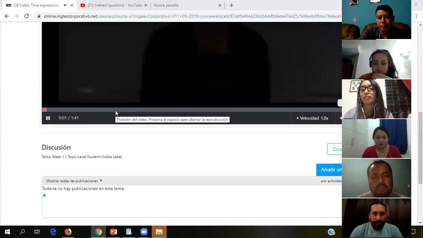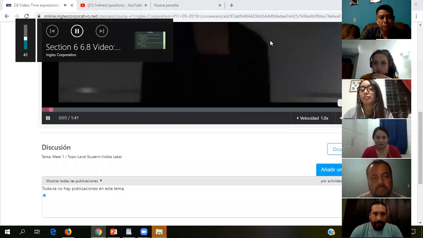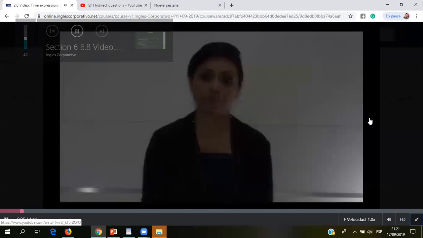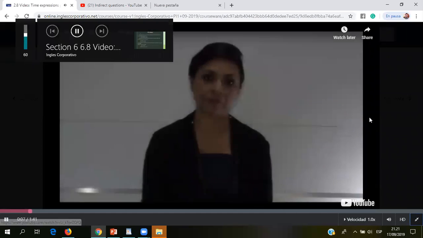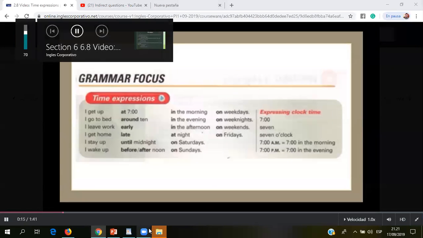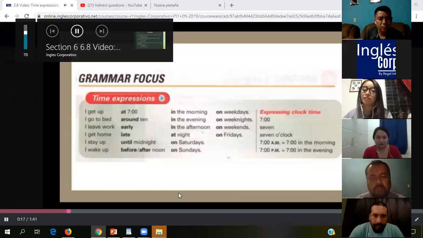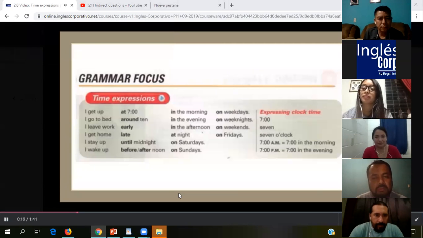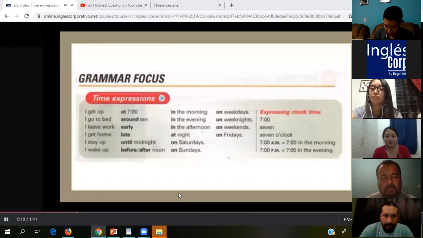By the end of this lesson, participants will be able to identify and use time expressions such as prepositions and adverbs of time. Time expressions. I get up at 7 in the morning on weekdays. I go to bed around 10 in the evening on weeknights. I leave work early in the afternoon on weekends.